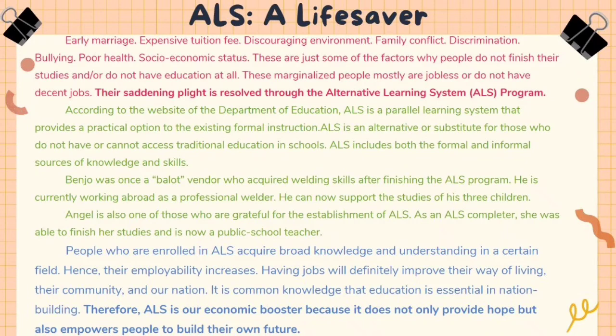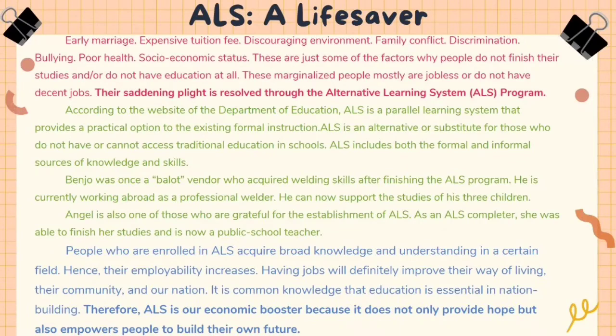Child labor, early marriage, expensive tuition fee, discouraging environment, family conflict, discrimination, bullying, poor health, socioeconomic status. These are just some of the factors why people do not finish their studies and or do not have education at all. These marginalized people mostly are jobless or do not have decent jobs.